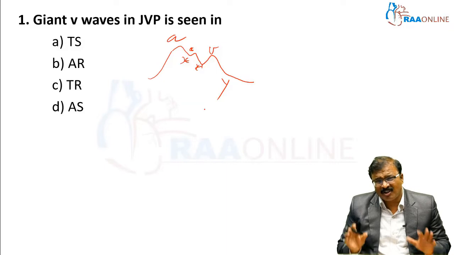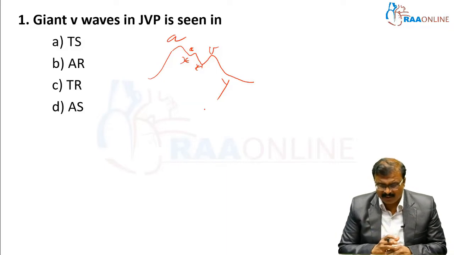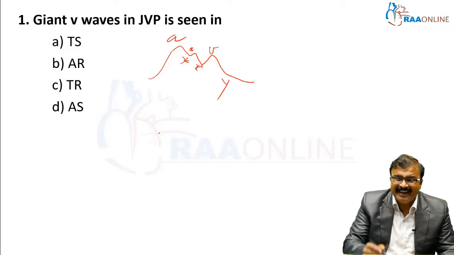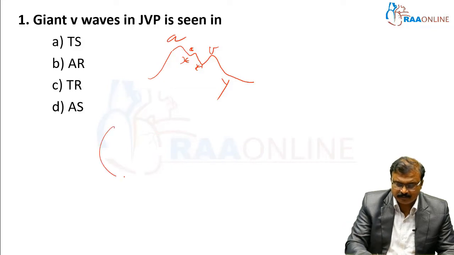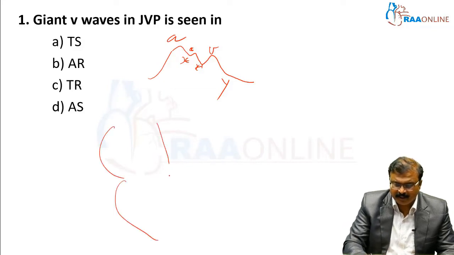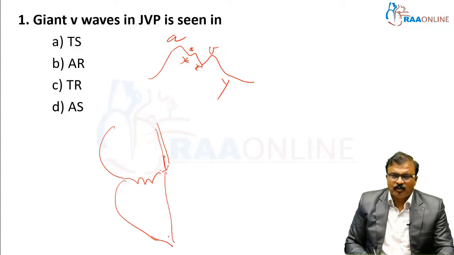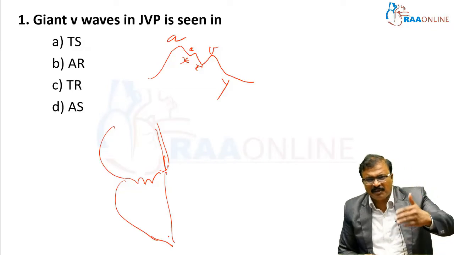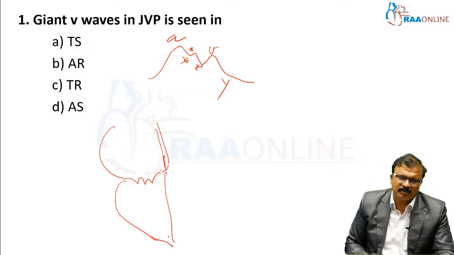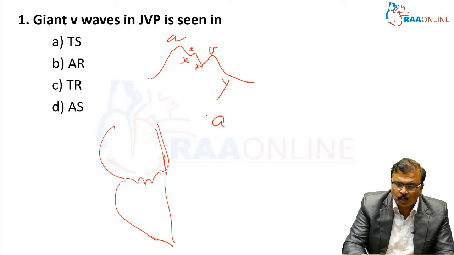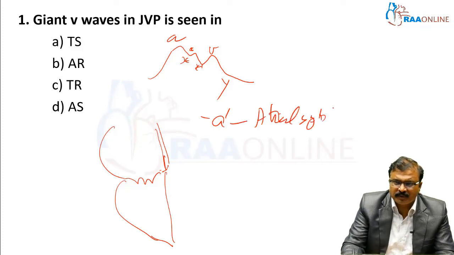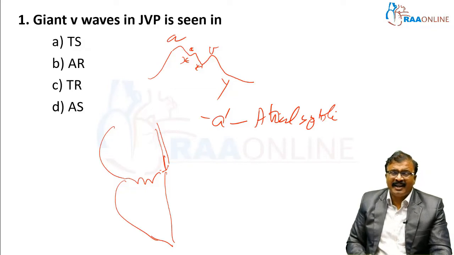What is the physiology of waves in JVP? They reflect the right atrial pressure changes. So, when there is a rise in pressure, there is a rise in JVP, and a decrease then produces a fall. So, what is A wave due to? A wave is due to atrial systole.